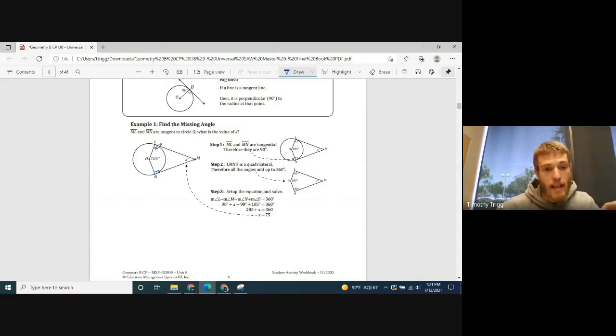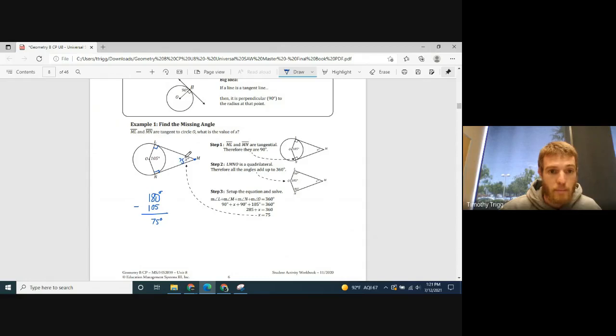So if I know that this is 90 and this is 105 and this is 90, then I can find X, right? The shortcut basically is that I could just do 180 minus the 105. In other words, this interior angle formed by these tangents and the radius, and this X are supplementary, meaning they add up to 180. So that tells you right away that X is 75 degrees.